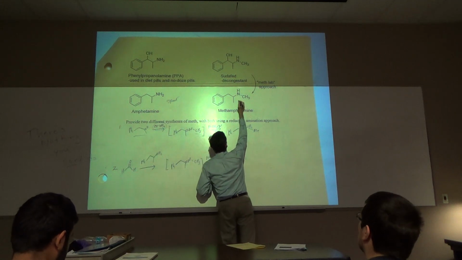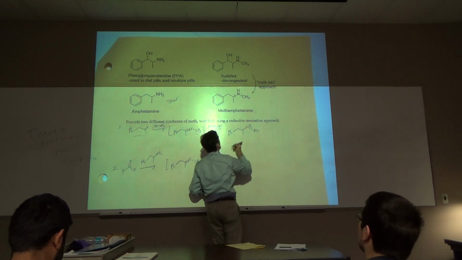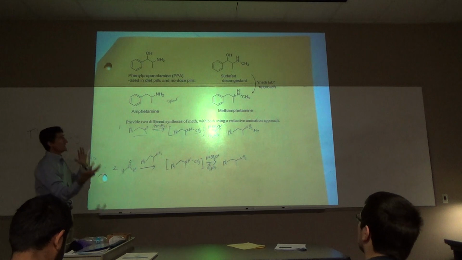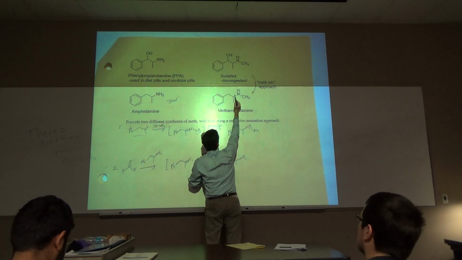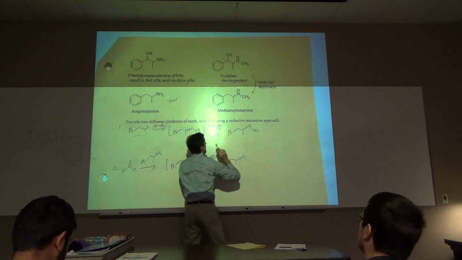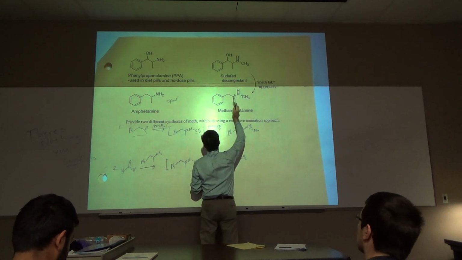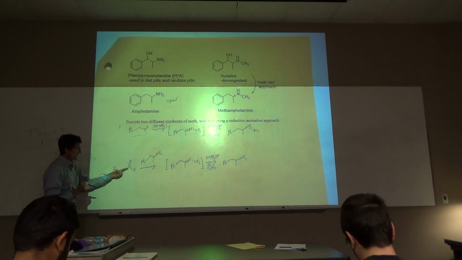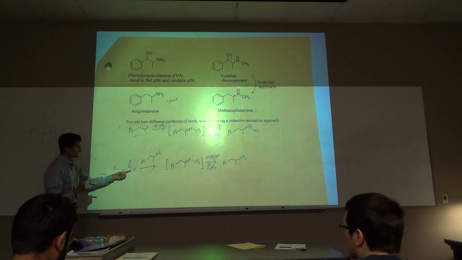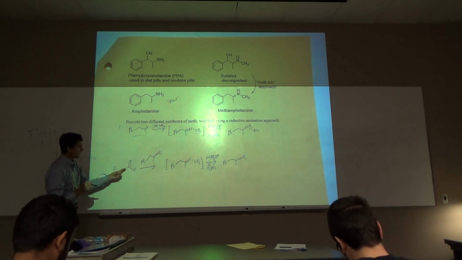Basically, you can make this bond here, or you can make that bond there. Which amine, which carbonyl? This method made the bond on the left, correct? Well, how can we make the bond on the right? You're going to have your amine, the NH2, and then the methyl could come from the 1-carbon aldehyde. That's formaldehyde.